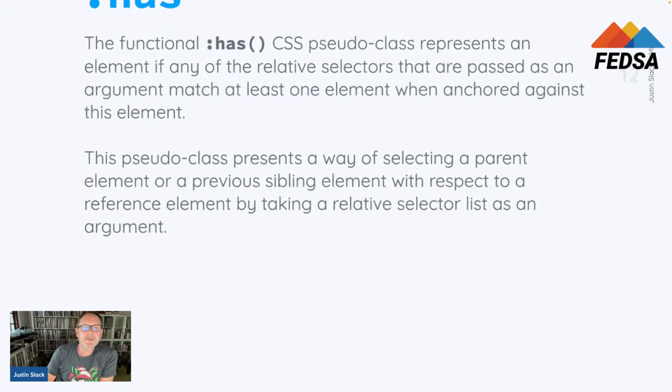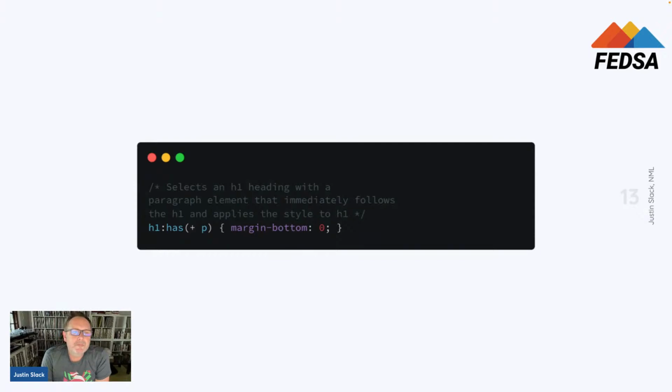Right, so what does this look like? Here's a simple example. We've got an H1, and then we've got :has, and within it we've got our parentheses, and then we've got + P, and then we're saying apply margin-bottom of 0. So here we're saying look for an H1 heading that has a paragraph immediately following the H1, and then apply this style. Does this H1 have a P tag directly after it? If it does, apply a margin-bottom of 0 to the H1. And that plus there is the adjacent combinator, adjacent selector.